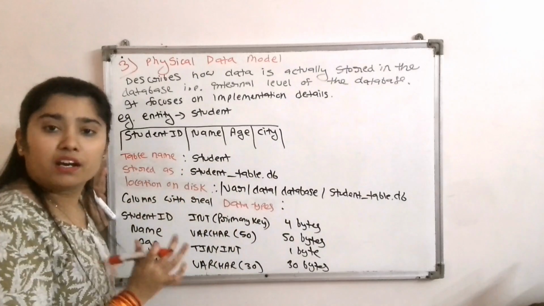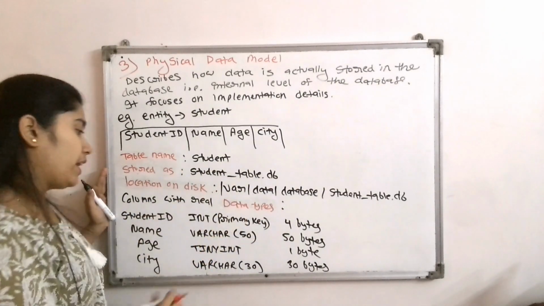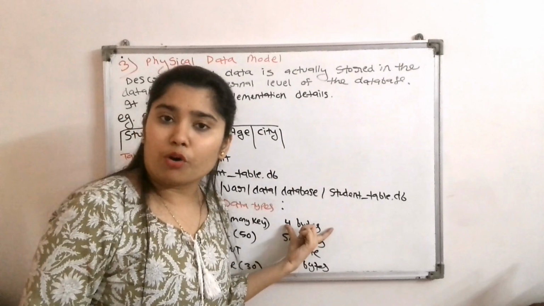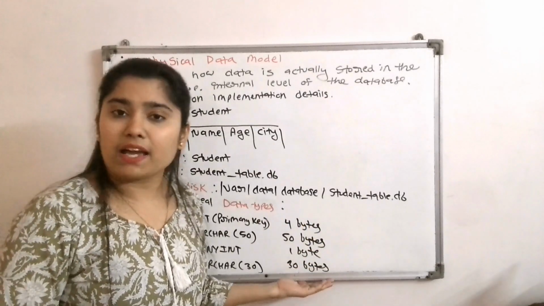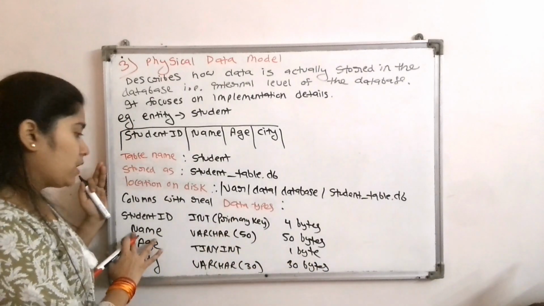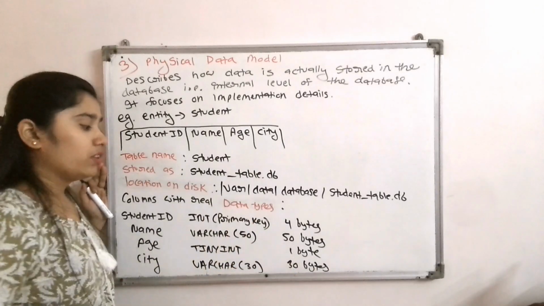What is the location of that table where it is stored? And suppose the columns with the data types are student ID of int, which is of 4 bytes. This is the details of the storage. This is the storage size, so it also comes under the storage details only. Name is of suppose 50 bytes, age is of 1 byte, city is of 30 bytes.